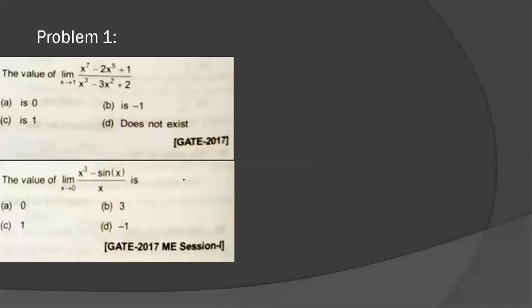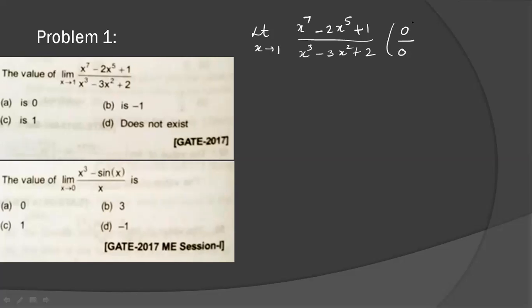Okay, let's start. The value of limit x tending to 1 of x to the power 7 minus 2x to the power 5 plus 1 over x cube minus 3x square plus 2. If you apply x equal to 1 in the numerator, you will get 0, and in the denominator also you will get 0. So it is a 0 by 0 form. This is the A part of problem 1.